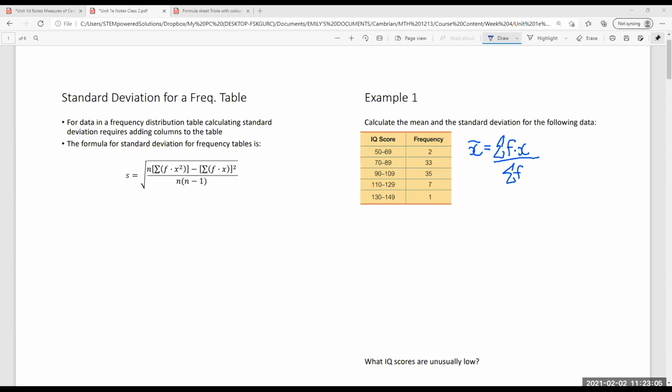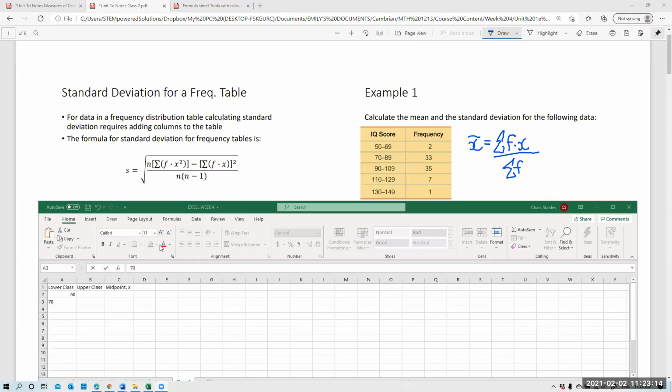Are you supposed to be sharing the Excel page? Yeah, just 1 second. Can you see it now? Yeah. Okay.